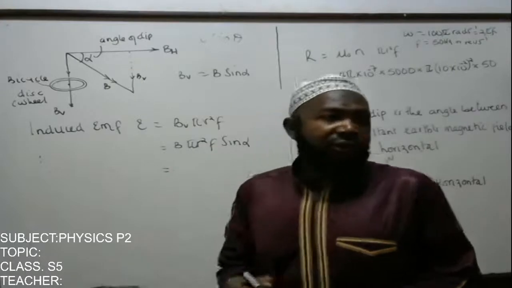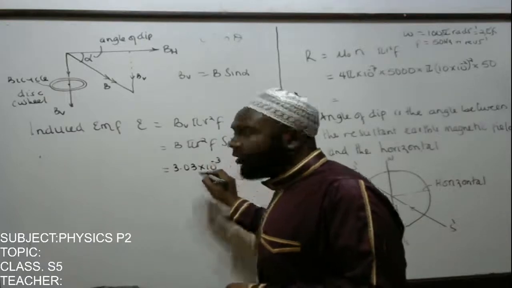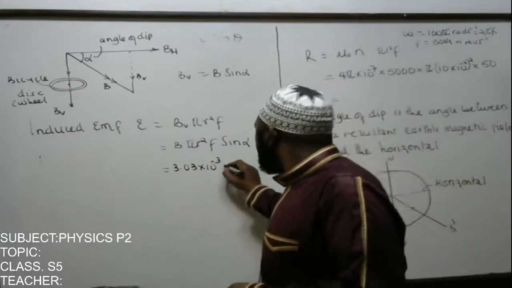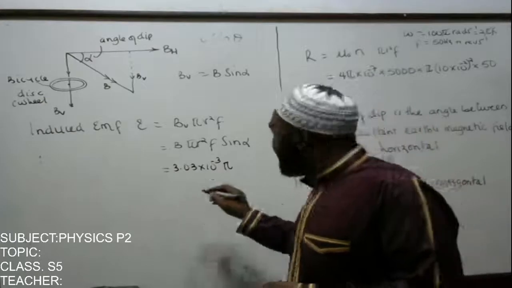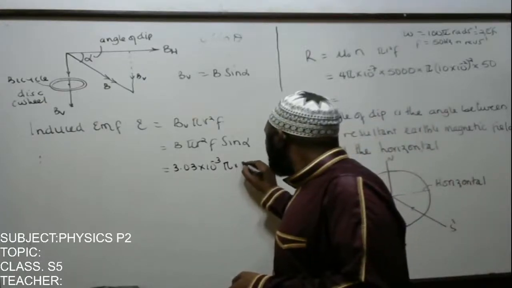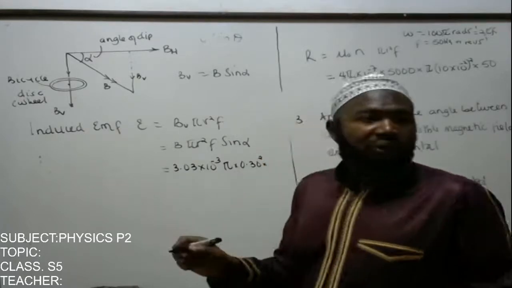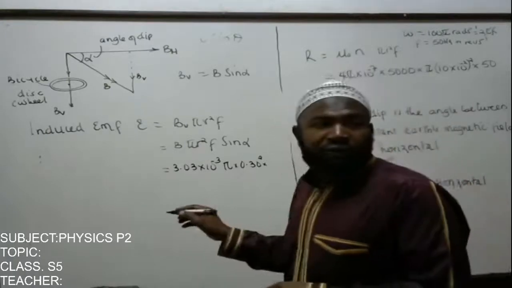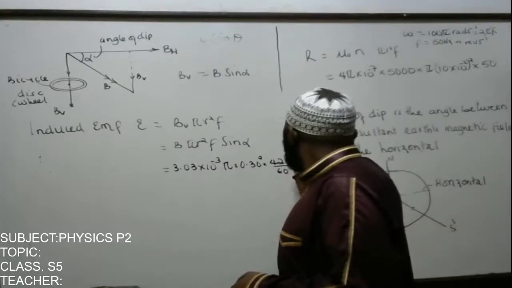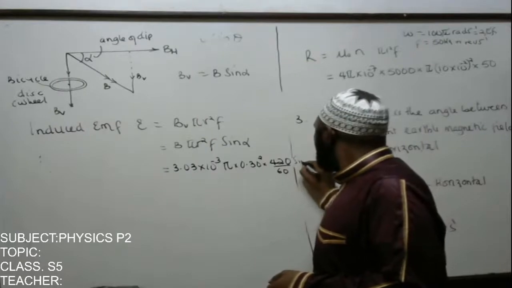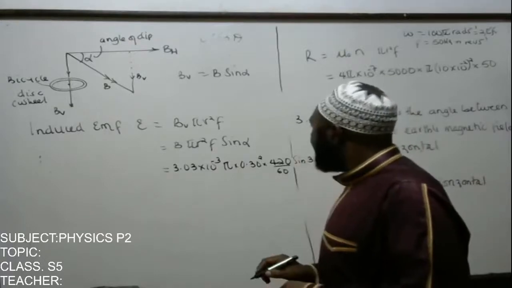The B, according to the question, was given as 3.03 times 10 power minus 3. Then times pi. The radius was given to be 30 centimeters, which is the same as 0.3 squared, times the frequency, which was given to be 400 revolutions per minute, so 400 divided by 60. Then times sine 30, that's the angle of dip.